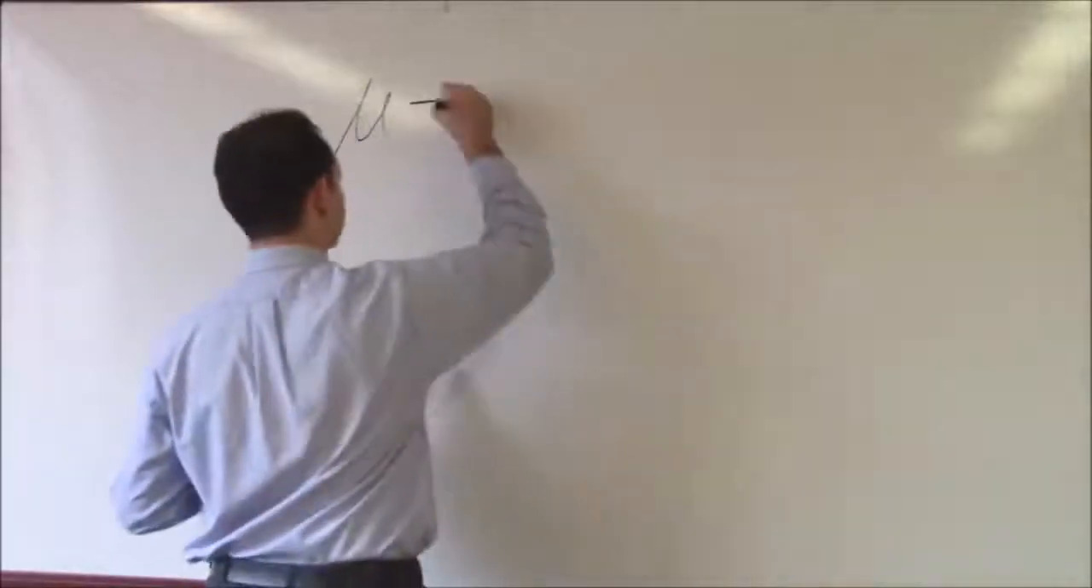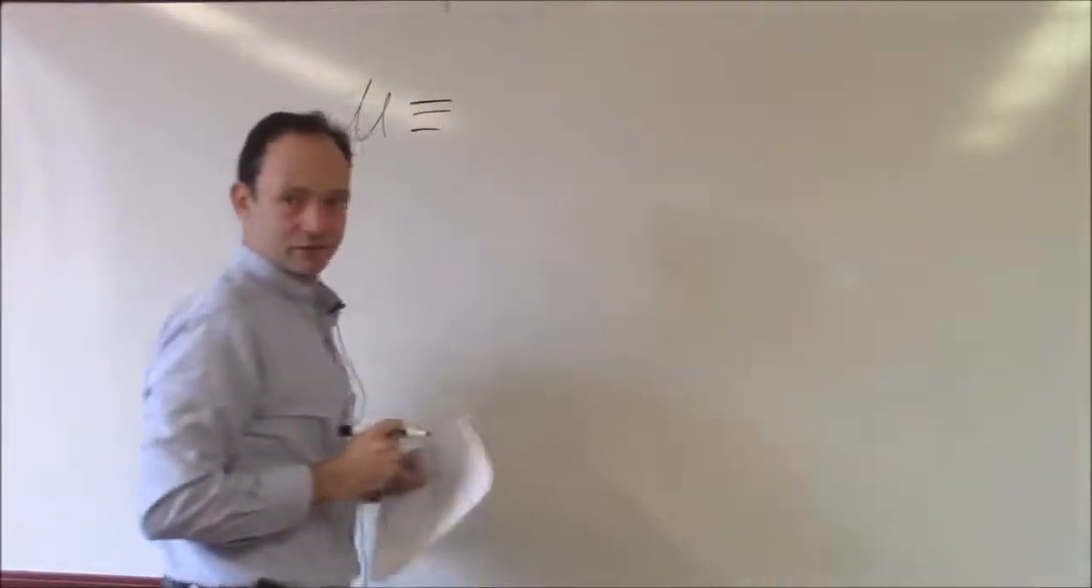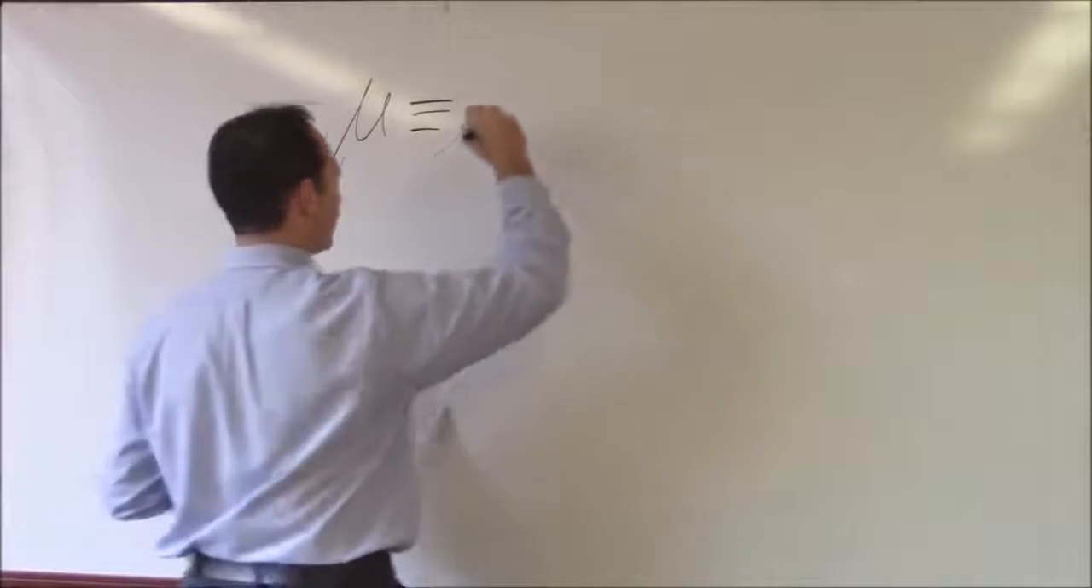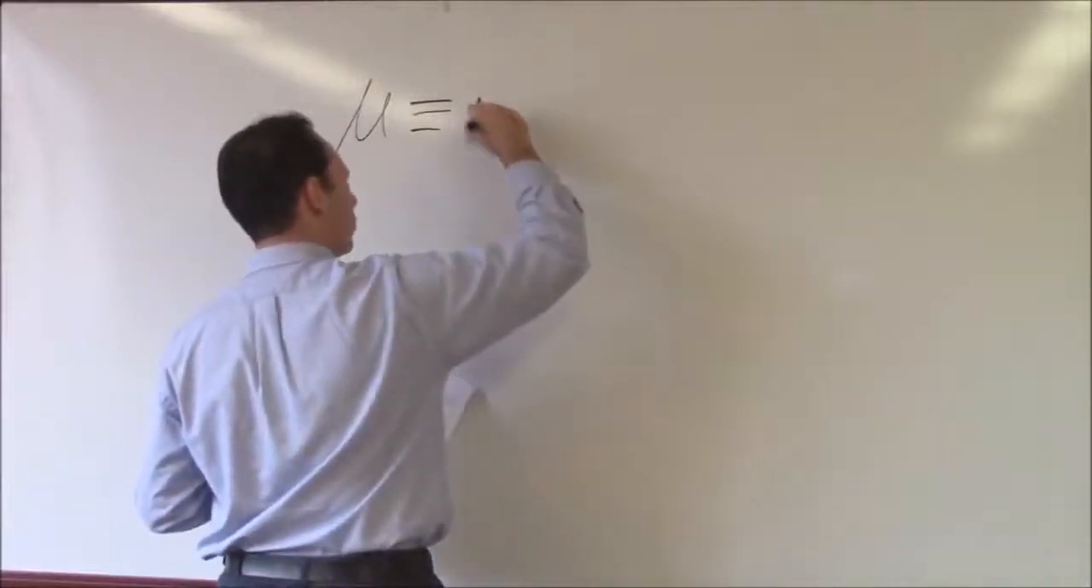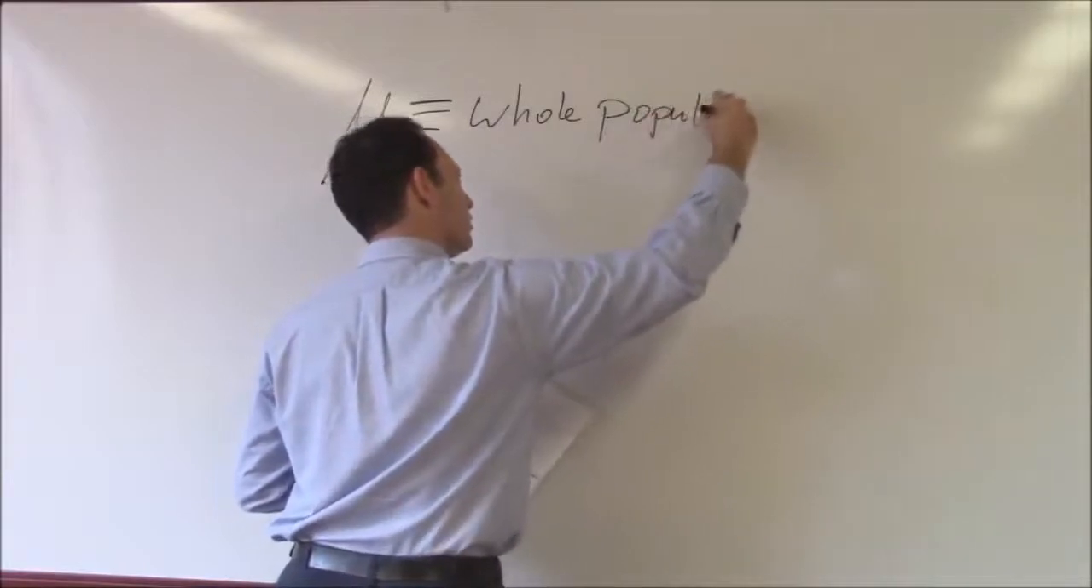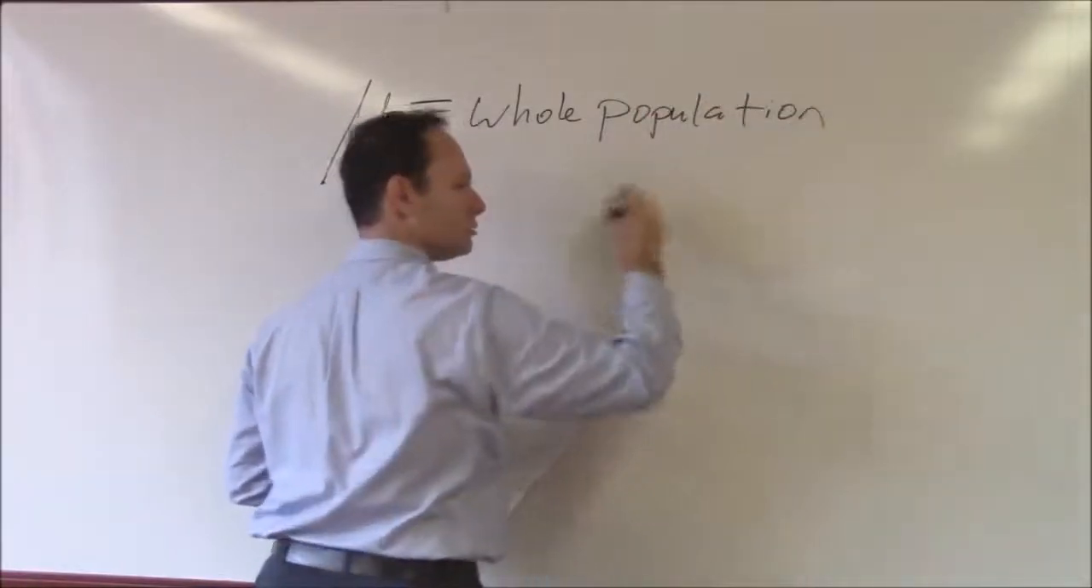So it's defined, that's what that triple equals represents. It's defined as the average over the whole population of experiments.